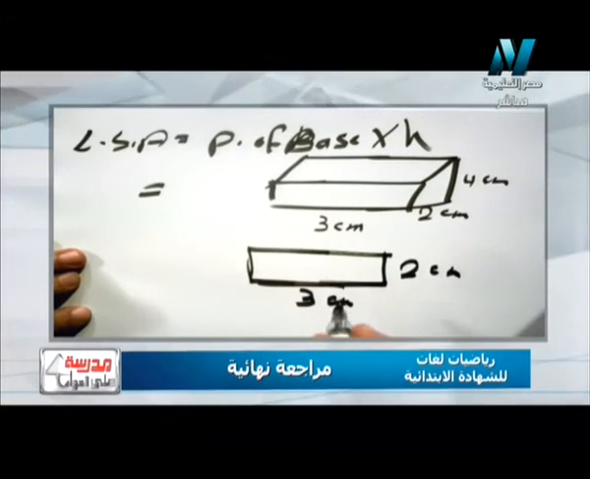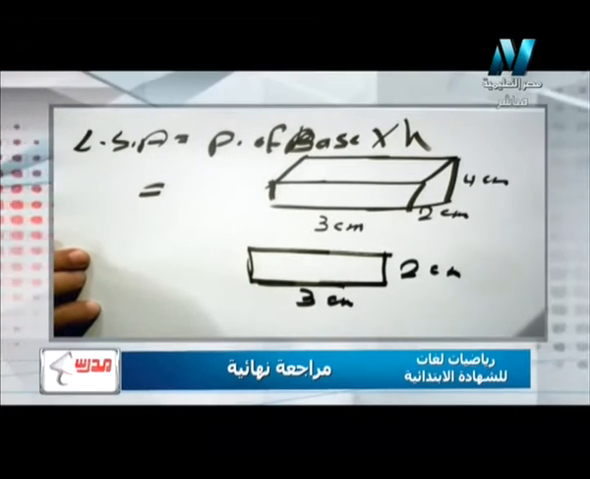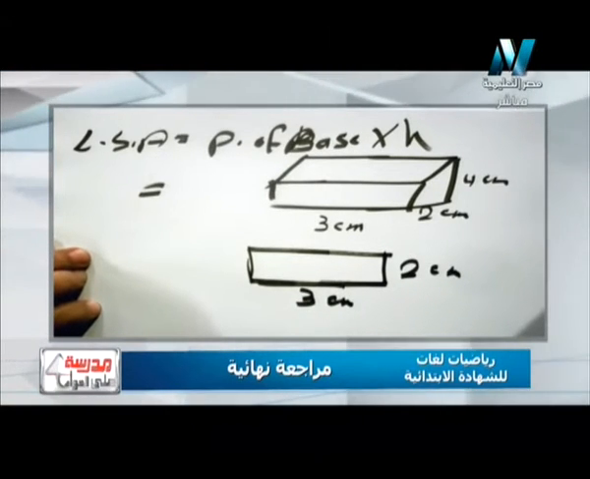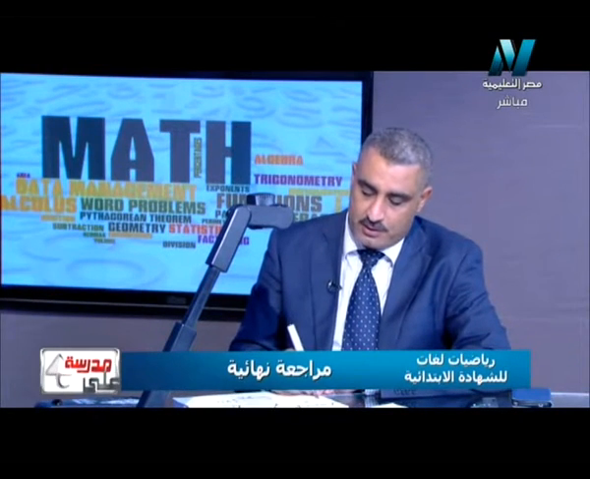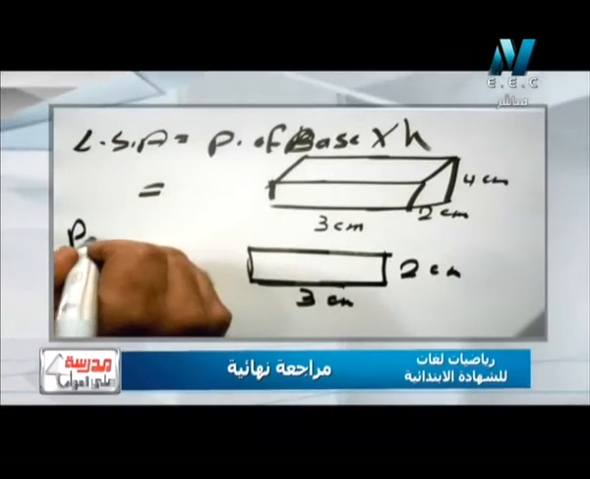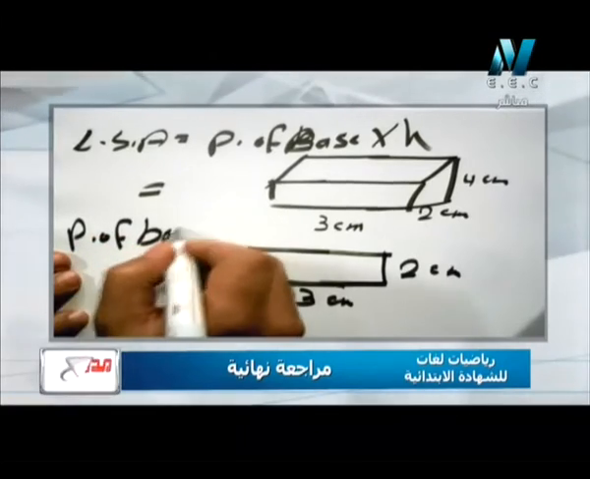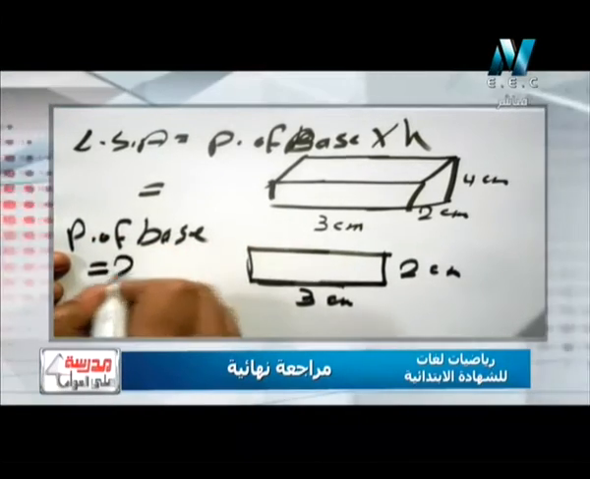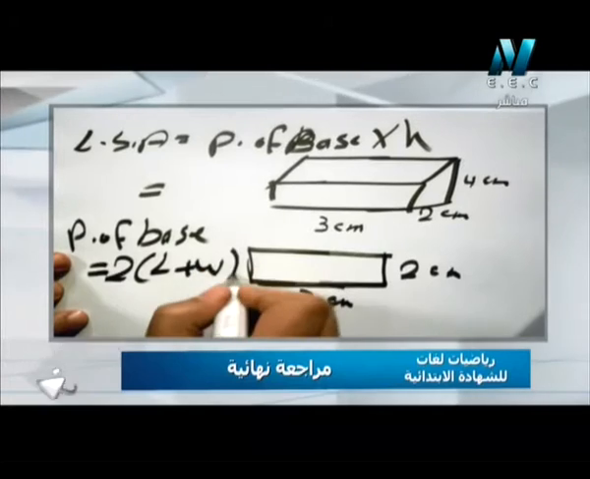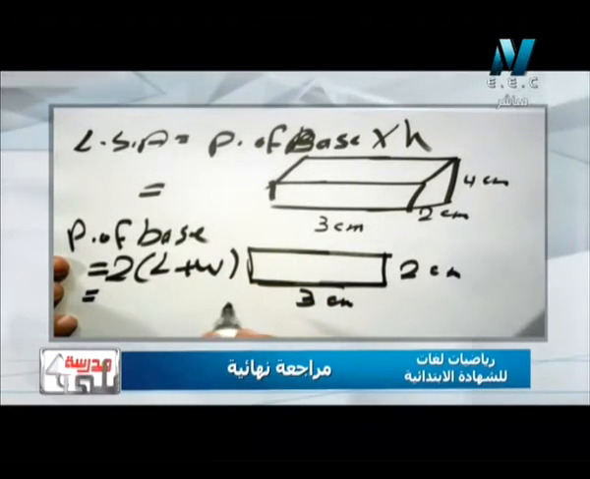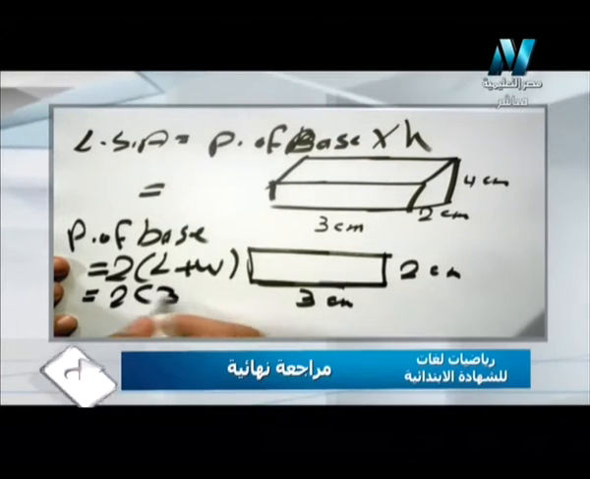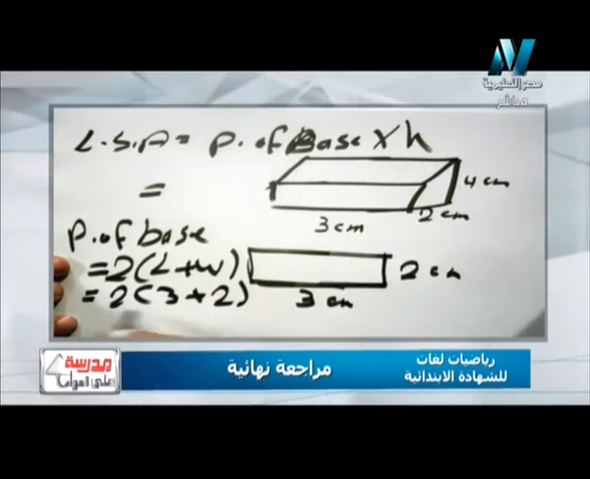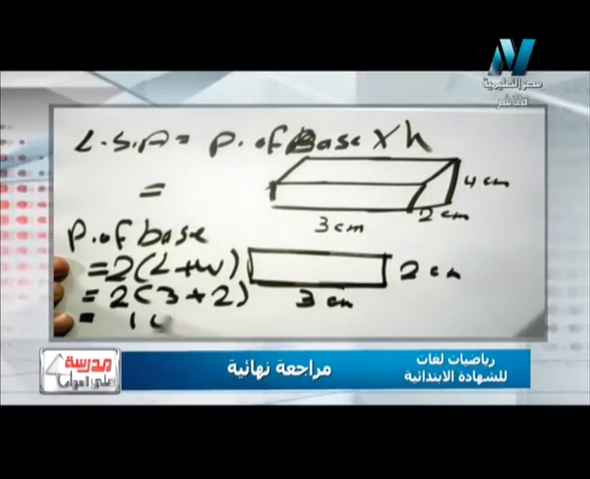How can we find the perimeter of a rectangle? Excellent. For the perimeter of rectangles we have a very important rule: length plus width, times 2. So first, my dear students, the perimeter of the base equals 2 times length plus width. Don't forget. Length equals 3 and width equals 2. 3 plus 2 equals 5, times 2 equals 10 centimeters.